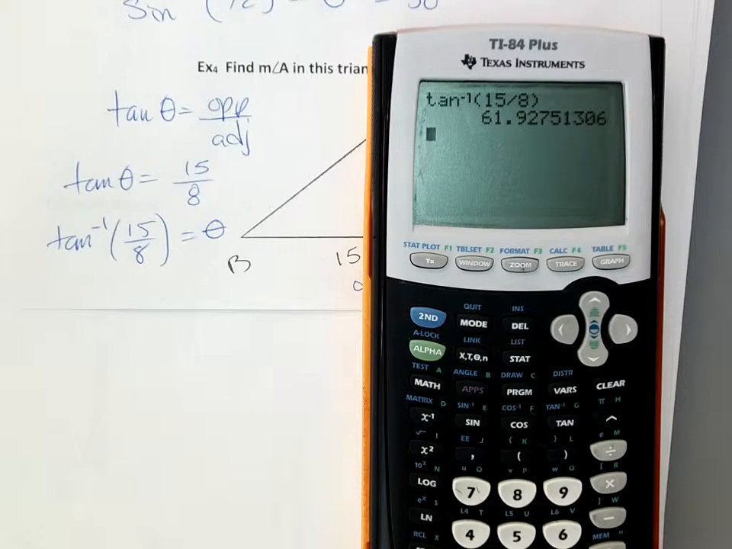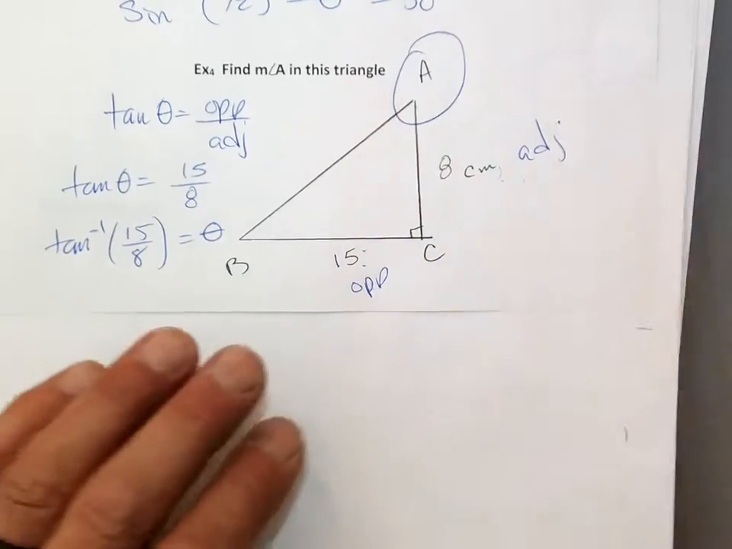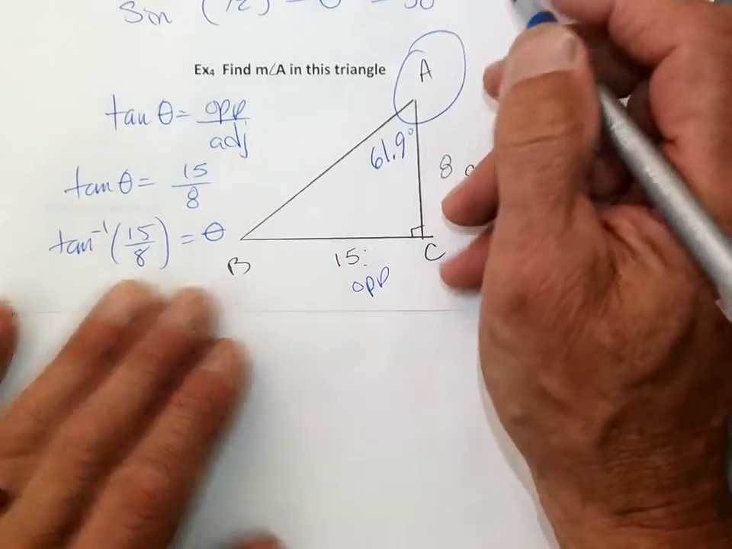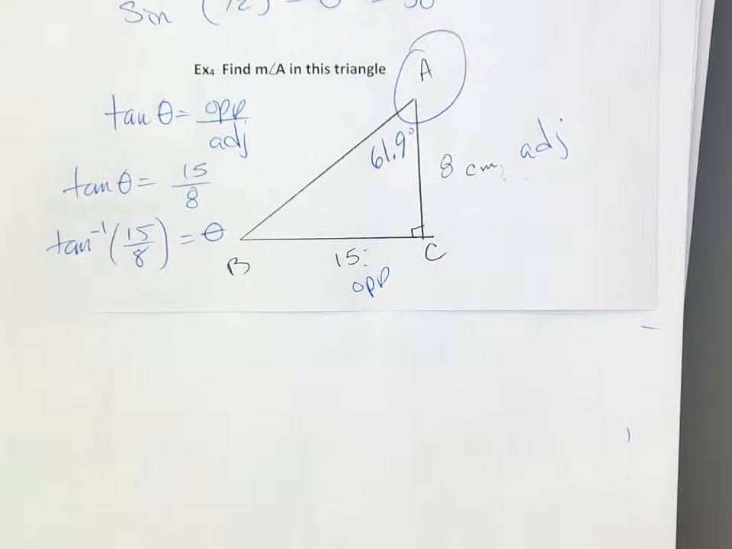You guys okay with that? 61.9. Okay. So angle A is 61.9 degrees. Okay, 2 thumbs up, right? Okay, am I doing okay? If you're not there, you can be honest. If your thumb's down, it's okay. Thumb sideways, okay. But let me see, where you at? Okay, all right. So let's turn the page, okay?